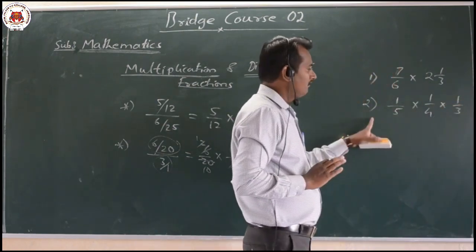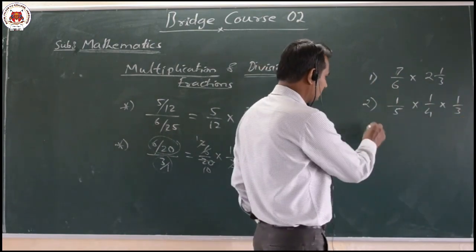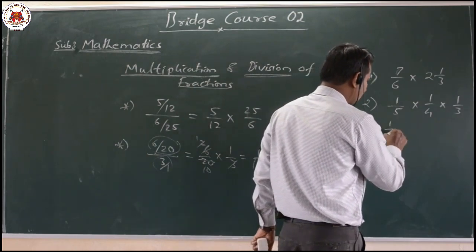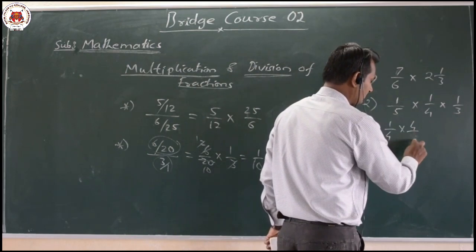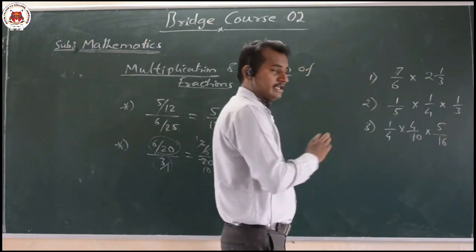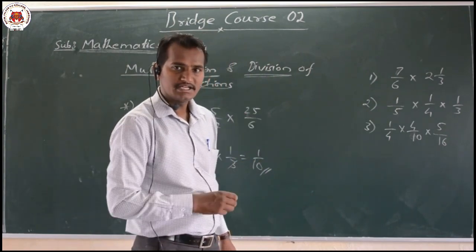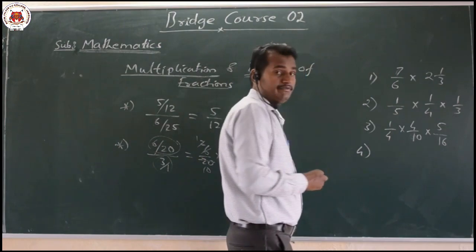Second part: 1 by 5 into 1 by 4 into 1 by 3. Very simple, multiply the numerators and the denominators separately. Then the third one: 1 by 4 into 4 by 10 into 5 by 16. You can directly cross multiply or cancel it directly, nothing wrong in that. That is the third example.